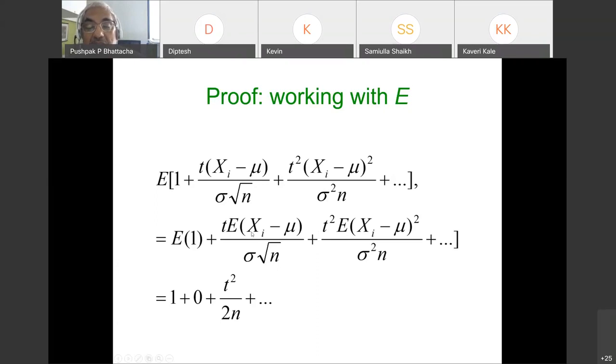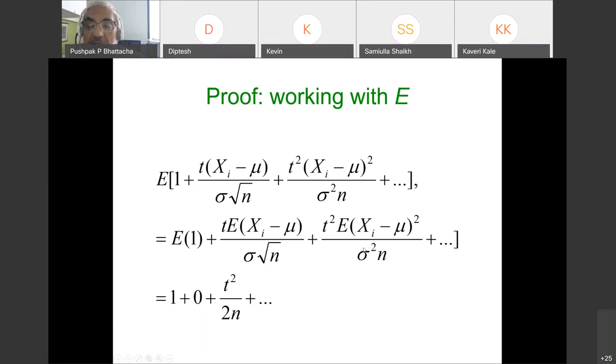Now the expectation of xi minus mu is 0. This is the expectation of xi minus the expectation of mu. The expectation of xi is nothing but mu by definition. So mu and mu cancel, and this is 0. And the expectation of xi minus mu raised to the power 2 is nothing but the variance, which is sigma square.